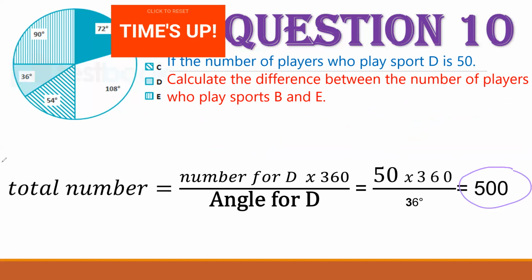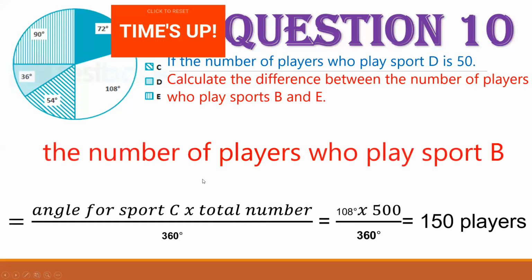Now, if you know the total number, after that it is easy. What I'm going to do now is calculate the number of players who play sport B. Same formula, just like questions 8, 9. So angle for B, I told you I'm a lazy man. So angle for B times total number over 360 degrees. Angle for B is 108 times 500 over 360. You are getting 150 players for B, remember please.